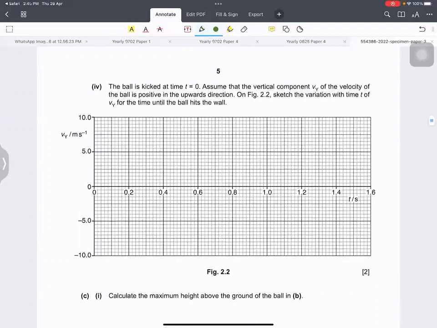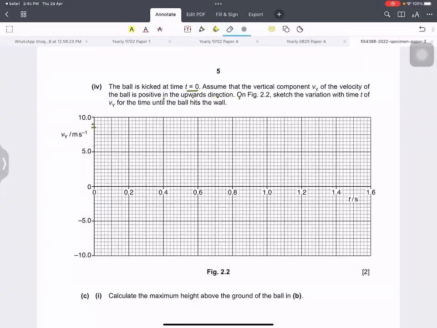Okay, the ball is kicked at time 0. Assume that the vertical component Vy of the velocity of the ball is positive in upward direction. Sketch the graph. So when it was kicked, right? For this, okay, that's fine. So 8.5 would be, this is 6, 7, 8, 9. This is 8.5, right?